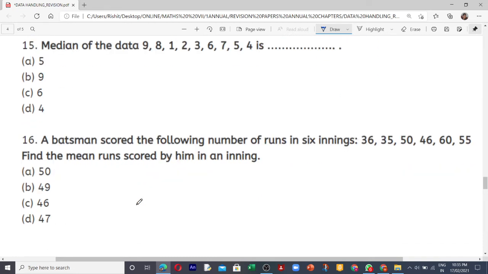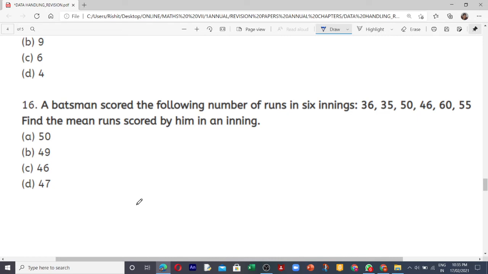A batsman scored the following number of runs in 6 innings: 36, 35, 50, 46, 60, 55. Find the mean run scored by him in an inning. Okay, total 6 innings, and the question is asking what is the mean run. So you will find the mean of it.